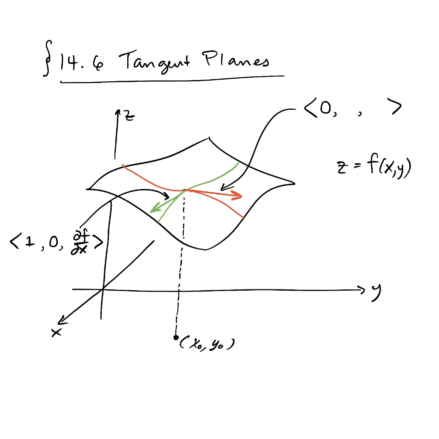Likewise, if we go 1 unit in the y direction for the red, then our z will be whatever the slope was in the y direction at that point.